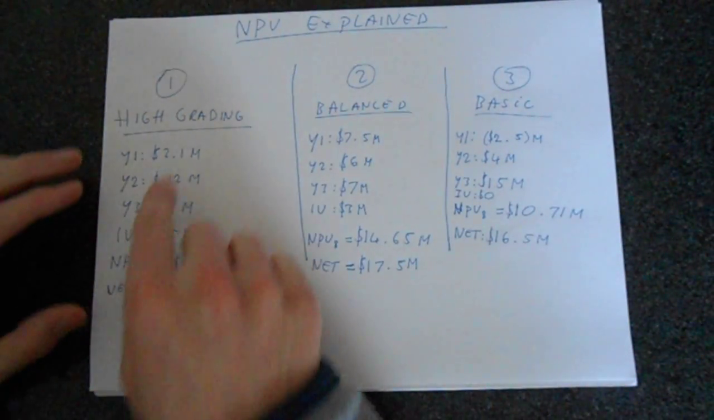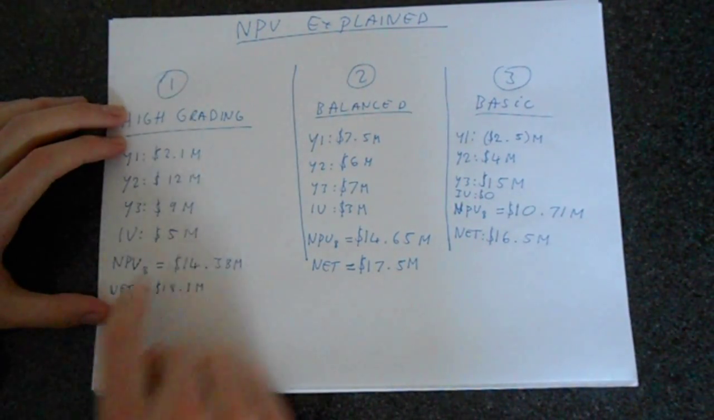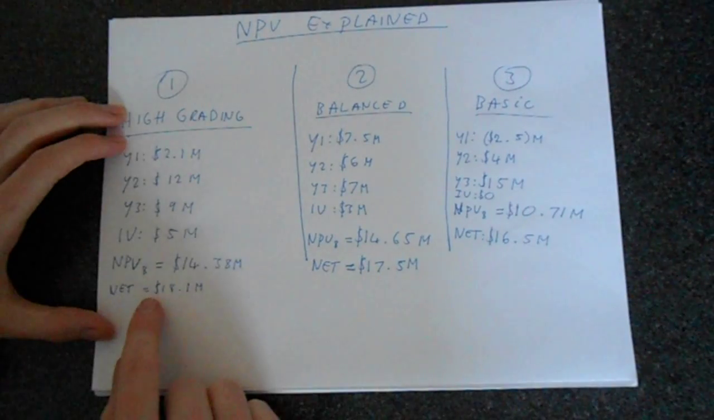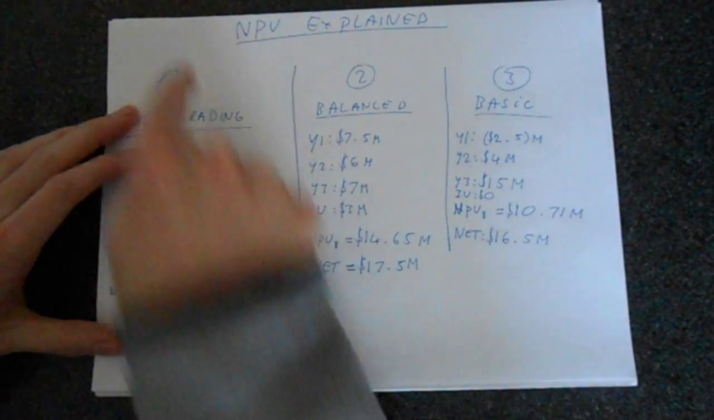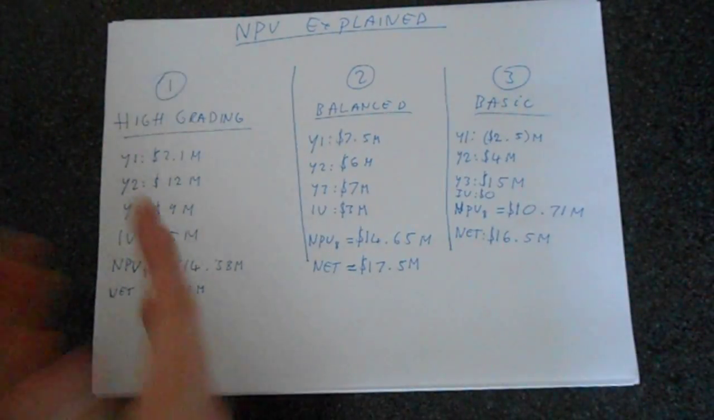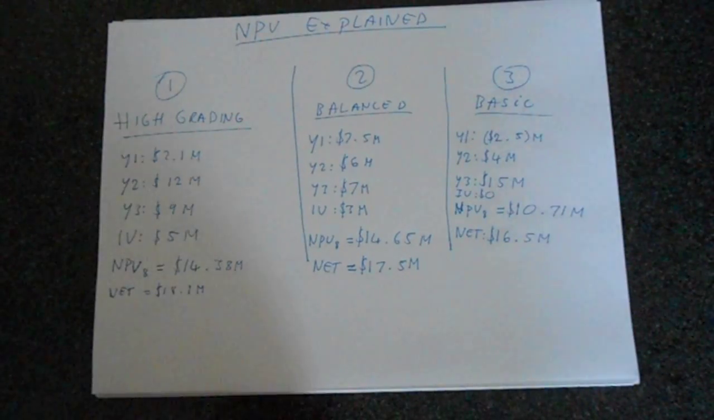And the interesting thing is if we add up all these cash flows and subtract the investment, so just add them all up, you see this one's 18.1, this is 17.5, this is 16.5. Hence, this one looks like the best. We think, yep, let's do this one. Well, actually, it's important what order the money comes in.